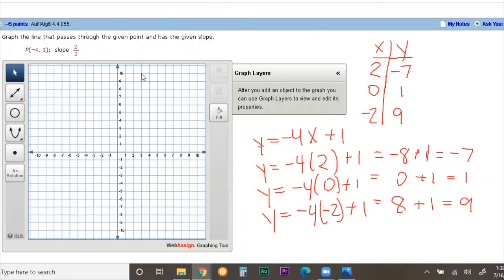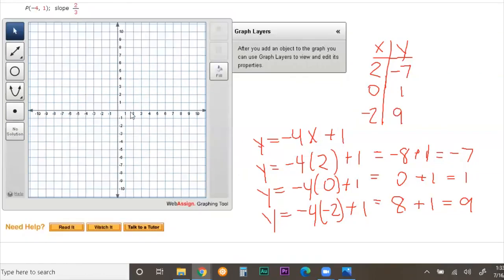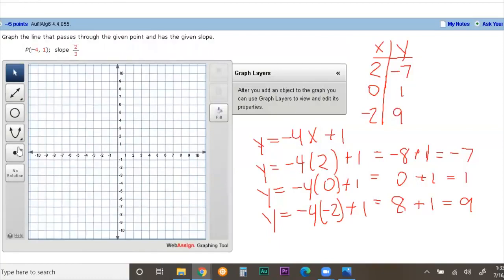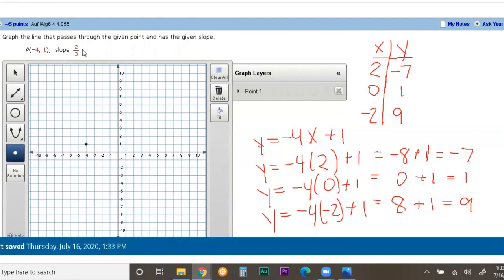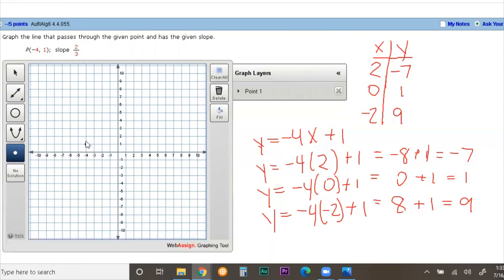For this particular problem, it says graph the line that passes through the given point and has this given slope. For these, all you literally have to do is plot the point, which is -4, 1. So we go over -4 and then up 1. And then all we have to do is the slope, which is up 2 and to the right 3. So we go up 2 and to the right 3. We click our double-ended arrow, click here, and click here, and that's the graph.